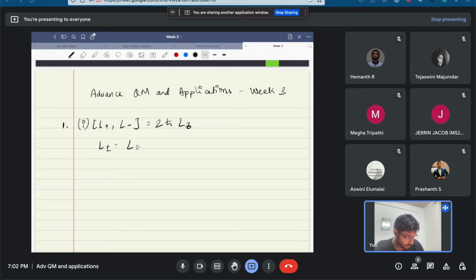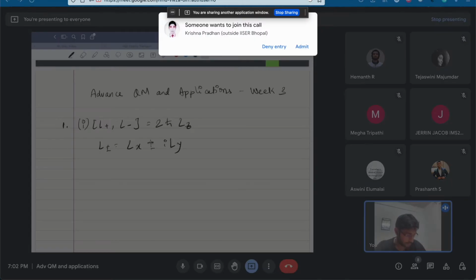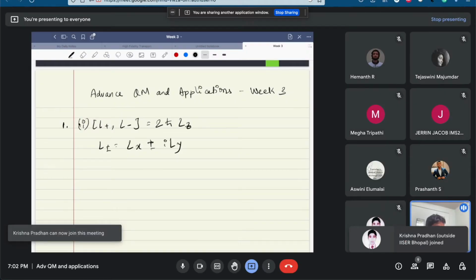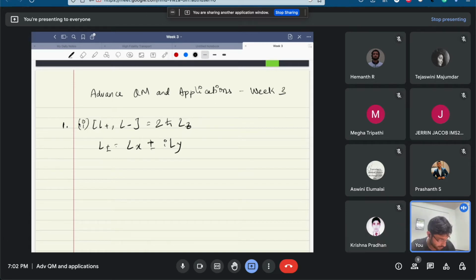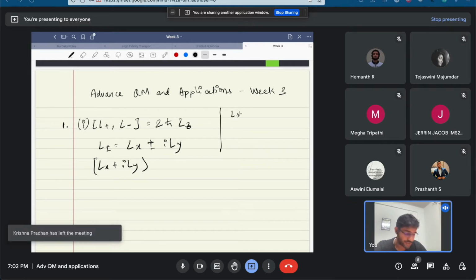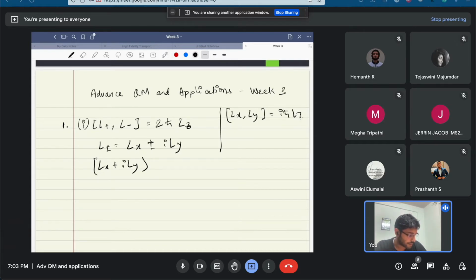L plus minus is usually given in this form, where we have Lx plus minus i Ly. Okay. Now what you have to find is, let's say, L plus in commutation with L minus, right? So some of the relations that I believe you're already aware of from the lectures are that [Lx, Ly] equals i H cross Lz, and similarly it goes in the cyclic rule. So [Ly, Lz] equals i H cross Lx, something like this.